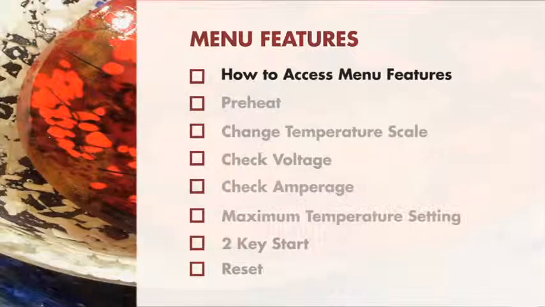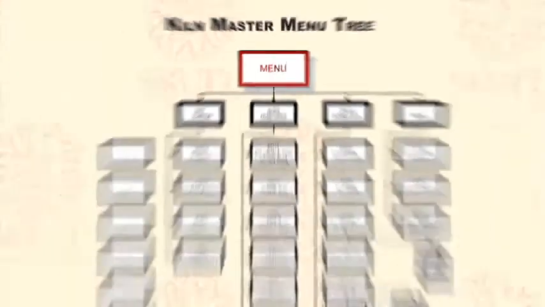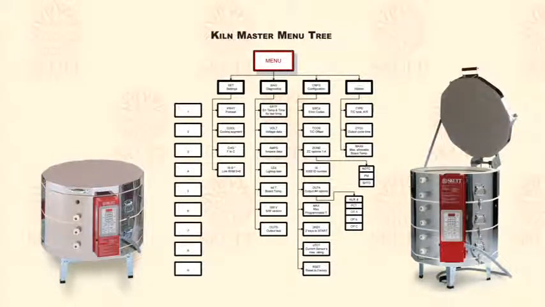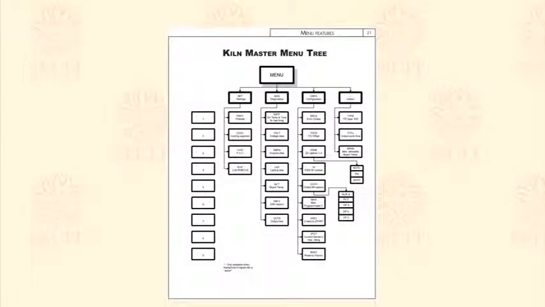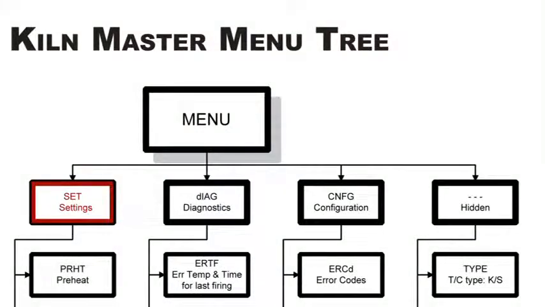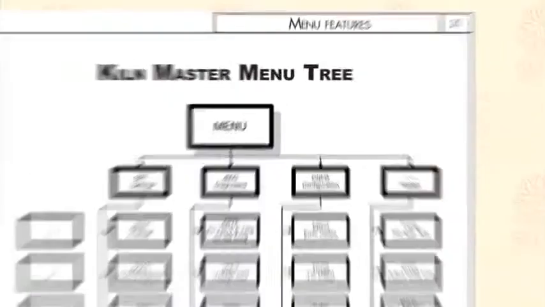How to access menu features. Your Kiln Master controller has a host of new features that can be accessed through the menu key. If you look at page 21 of your operating manual, you will see that the menu features are divided up into 4 submenus: Settings, Diagnostics, Configuration, Hidden Menu.